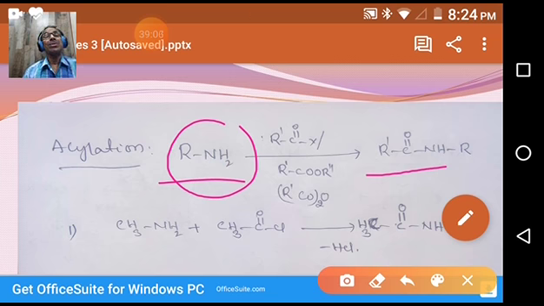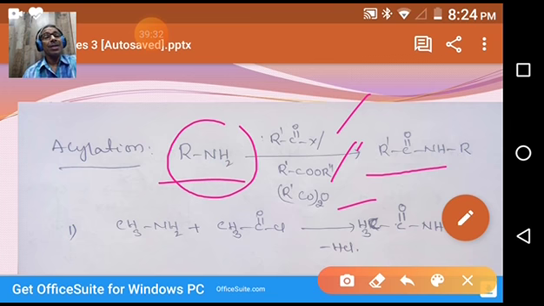Number of hydrogens are easily replaced by alkyl groups. In this case, hydrogens are getting replaced by acyl groups. What is the source of these acyl groups? Acid halides, esters, and anhydrides. All these three compounds act as acylating reagents.